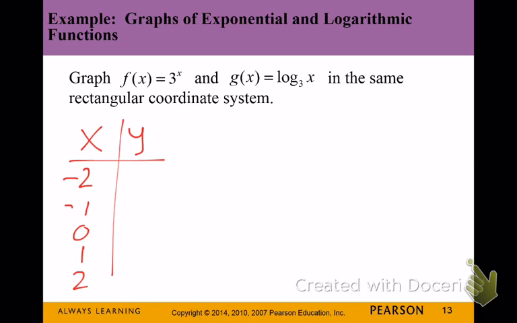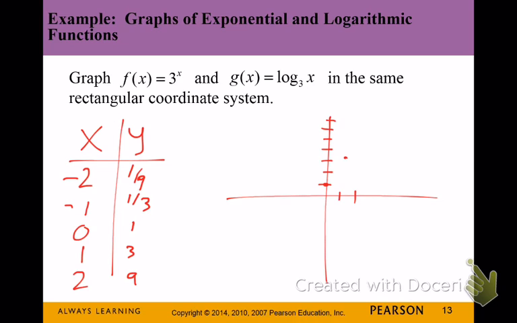So when you plug them into the exponential function, you get 3 to the -2, that would be 1/9. 3 to the -1, that would be 1/3. 3 to the 0 would be 1. 3 to the first is 3, and 3 squared is 9. So when I graph these, did you graph them? You get 0, 1, 1, 3, 2, 9. And then on the other side, you get -1, 1/3, -2, 1/9, so on and so forth.